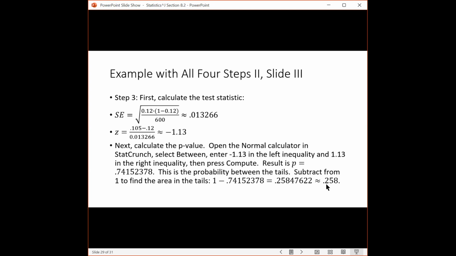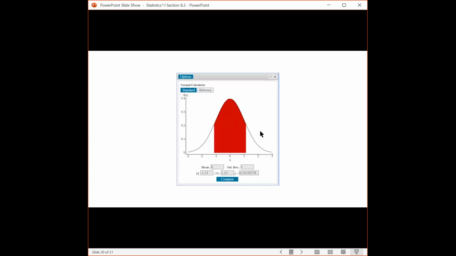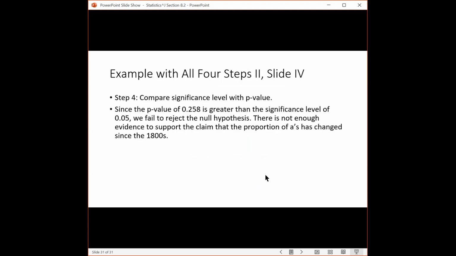And if you're totally lost, you're like, I need a picture, and this is the picture. From 1 standard deviation to the left to 1 standard deviation to the right, that's 68% according to the empirical rule. We have a little more than 1 standard deviation to the left and a little more than 1 standard deviation to the right. So that's why we get a number that's a little bigger than 68%. And of course, that's not what we want. We want the stuff that's in the tail. So that's why we take 1 minus that.